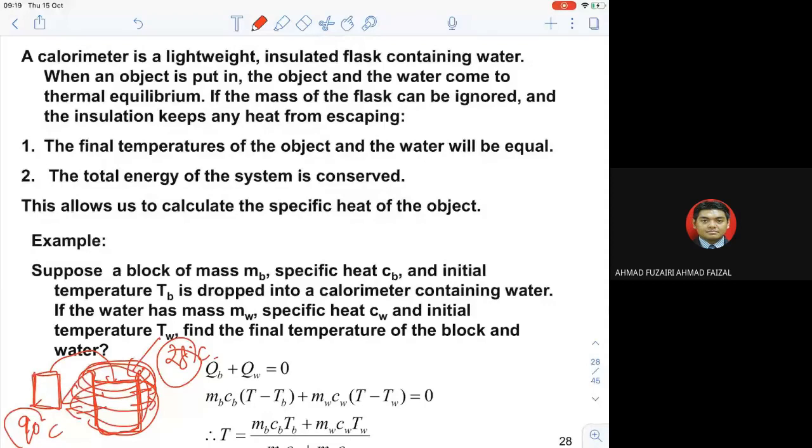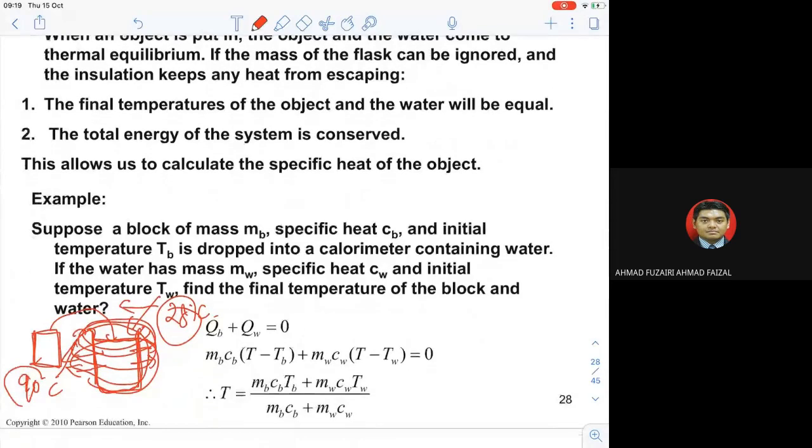Therefore, the 90 degrees will cool down to one temperature, and the 28 degrees will go up to a certain temperature. Afterwards, the energy is conserved, so it will reach one temperature. That's why we can use this equation. This is the Q of the block, and this is the Q of the water. The Q of the block is M_B C_B T, where T without a subscript means the final temperature. This is also the final temperature.